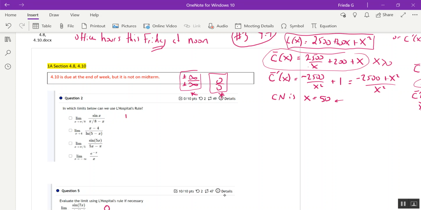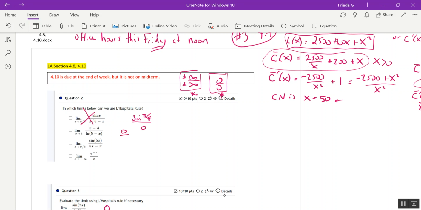So looking at the first one, as x goes to pi over 8, on top you're going to get sine of pi over 8. I don't know what that is, but it's not 0. And then 0 on the bottom. So that's not a 0 over 0, so we cannot use L'Hopital's rule on that. The next one we could.